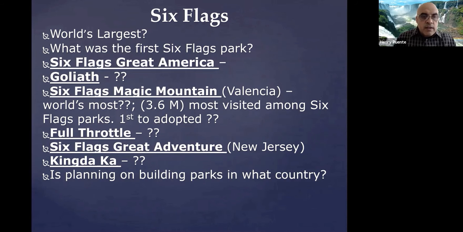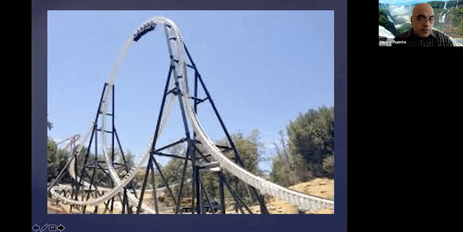But anyways, Full Throttle. Full Throttle is the tallest vertical loop in the United States. It's 160 feet. And it's located in Valencia. And this is a picture of the Full Throttle. Again, this is the biggest vertical loop in the United States.